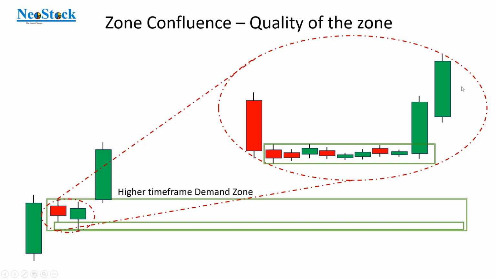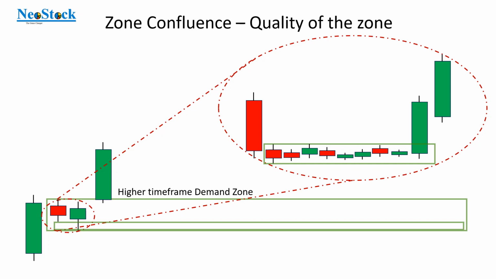Next time, when prices enter into this zone, what happens? This lower time frame zone will be easily violated. And below this lower time frame zone, what is there? The distal line of the higher time frame zone is there. So the higher time frame zone also will be violated. This is the way, well in advance, we can say this higher time frame demand zone will be violated. We can easily tell.